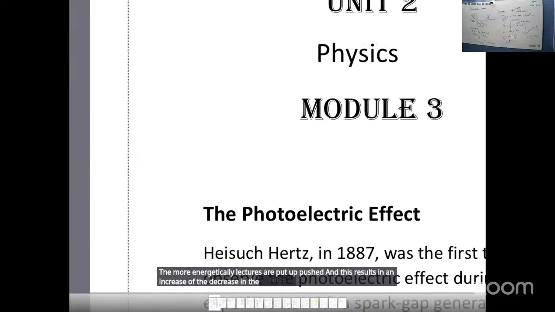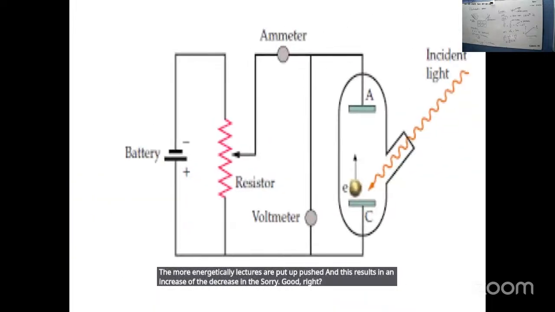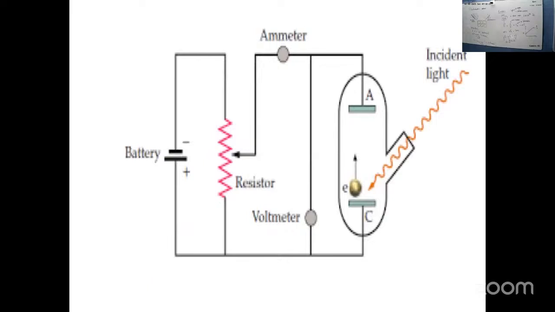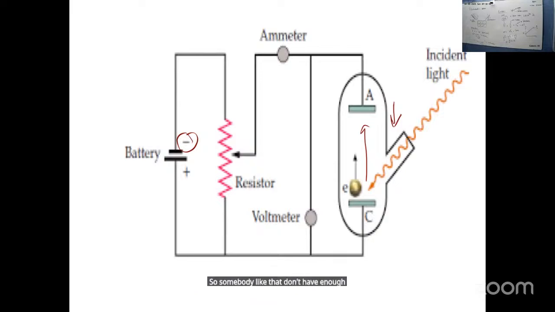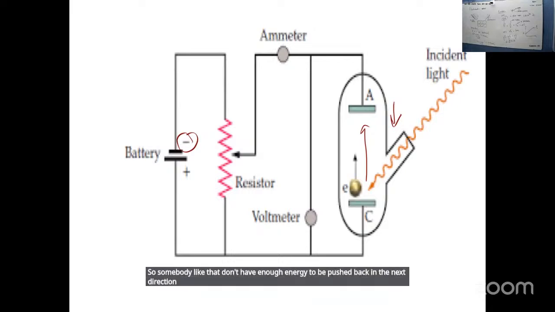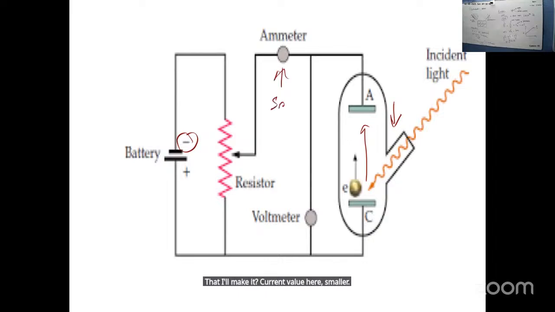So here's what it's doing. Electrons go from here to here. But because of the battery here being negative, there is a reverse potential set up here. So some of the electrons that don't have enough energy are pushed back in the other direction. That makes the current value here smaller, because they are pushed back towards C. So not many electrons are getting across.